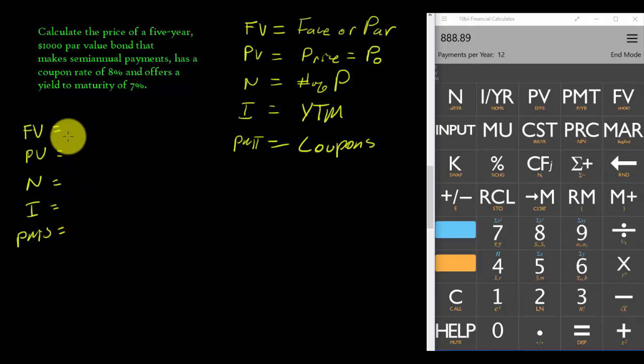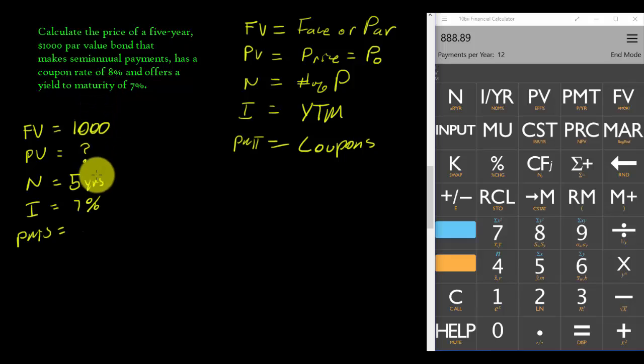So what's my future value? My future value here is $1,000 par value, so that goes right there, $1,000. My present value, I don't know. That's what I'm looking for. Calculate the price, that means I'm looking for the price. N is going to be 5 years. I is a yield to maturity of 7%, so I'm going to put 7% right here. And payments is my coupon, and I don't have my coupon.